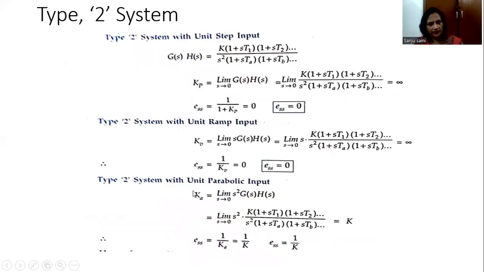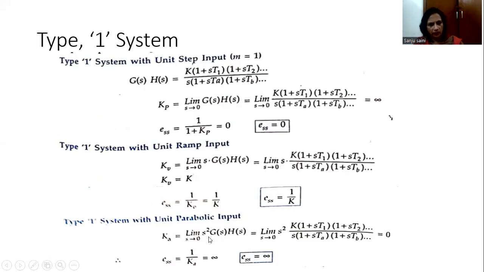Then the type 1 system with the unit parabolic input. For this we calculate the acceleration error constant. Since it's a type 1 system, one s gets cancelled over here, but we are still left with one s over here. That makes the value of the acceleration constant equal to 0. When the acceleration constant is 0, the steady state error is equal to infinity. So for the type 1 system, the steady state error is 0 for the unit step input, 1 by K for the unit ramp input, and infinite for the unit parabolic input.